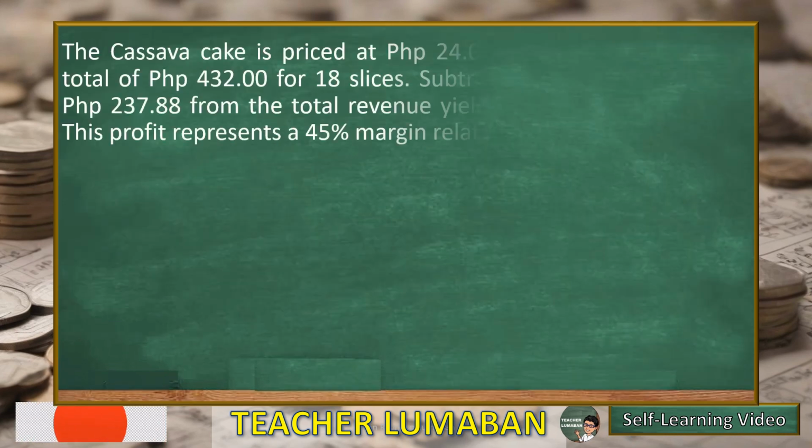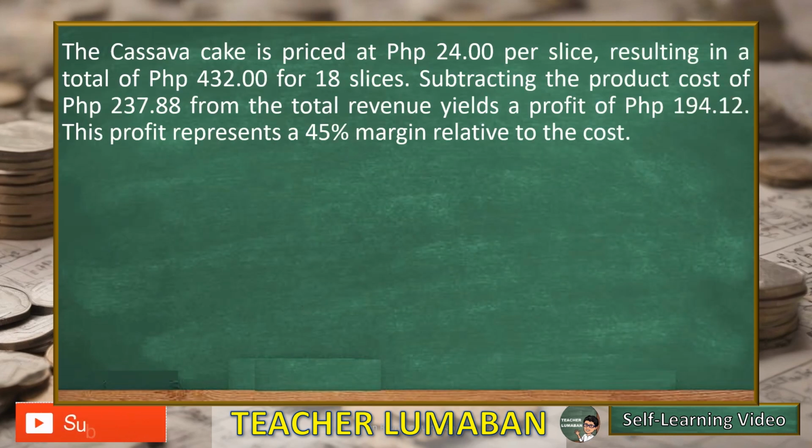The cassava cake is priced at 24 pesos per slice, resulting in a total of 432 pesos for 18 slices. Subtracting the product cost of 237.88 pesos from the total revenue yields a profit of 194.12 pesos. This profit represents a 45% margin relative to the cost.